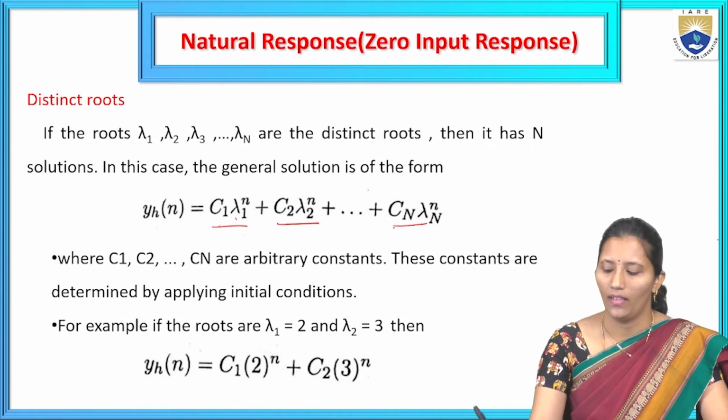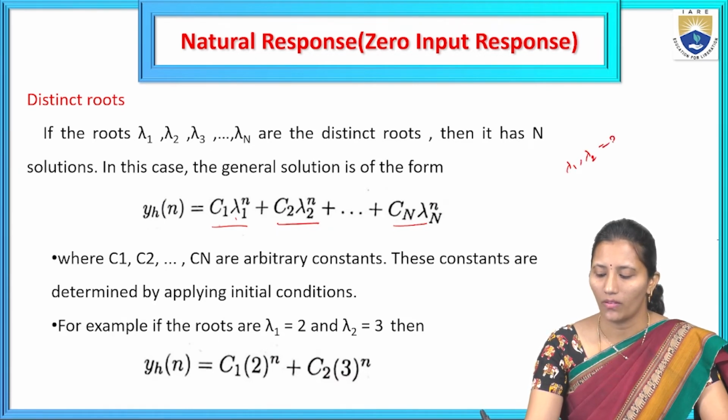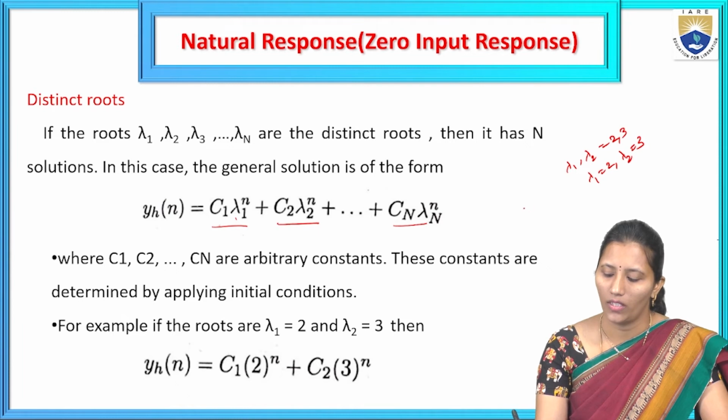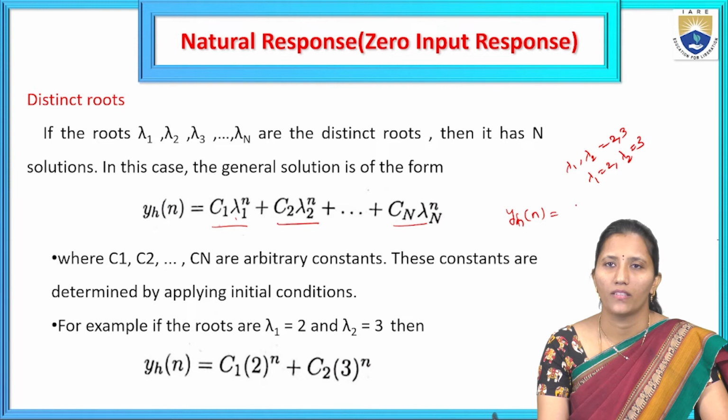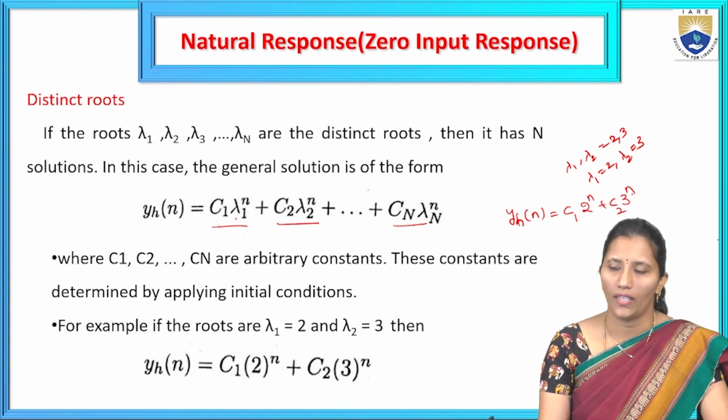For example, for a second order difference equation, if we got the two roots lambda 1 equals 2 and lambda 2 equals 3, then we can directly write the homogeneous solution: yh of n equals c1 2 power n plus c2 3 power n. We can write it like that.